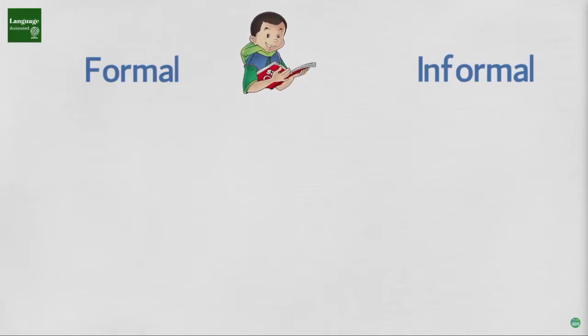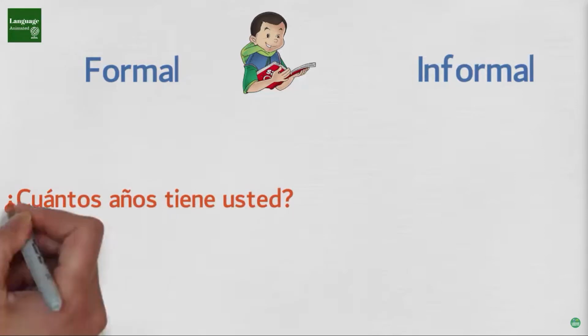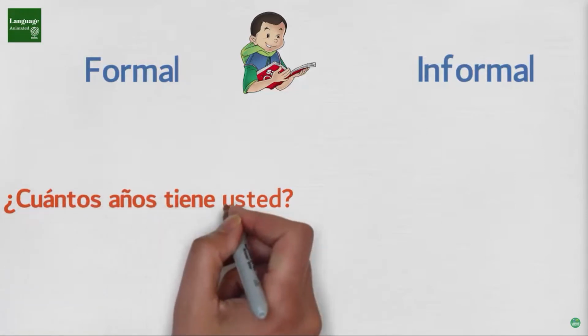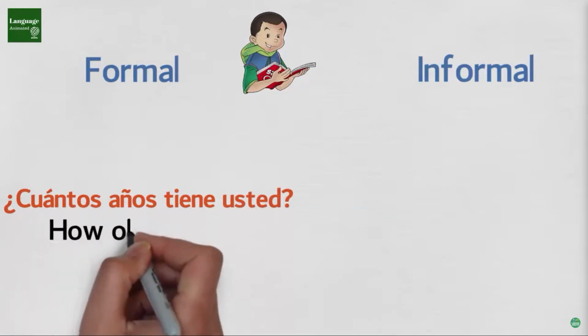Formal way of asking age is ¿cuántos años tiene usted? ¿Cuántos años tiene usted? How old are you? ¿Cuántos means how many, and años means years. Tiene usted, you have, how many years do you have, but this is not the correct answer. The correct answer is how old are you.